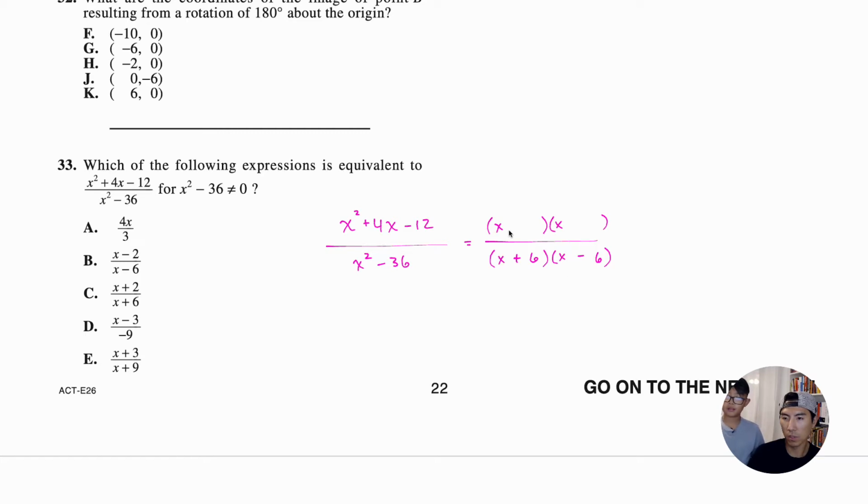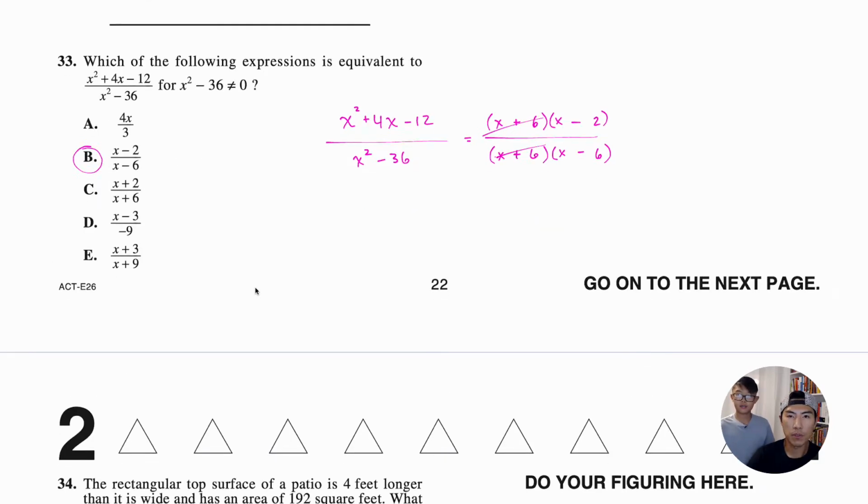This is the difference of squares. Over here, we have a 6 and a 2, so it's plus 6 and minus 2. These guys cancel out, so we have minus 2 and minus 6. B. All right, number 35.